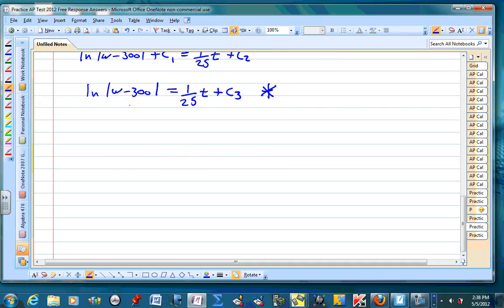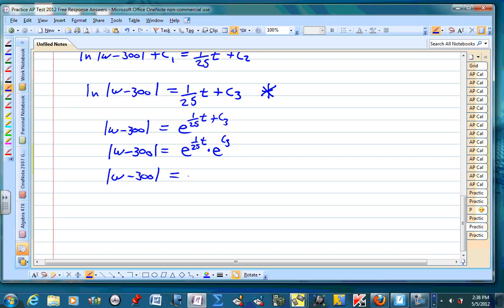We want to get w by itself, so we're going to raise each side as a power of e. So we'll have the absolute value of w minus 300, and that's going to equal e to the 1/25 t plus a third constant. Now, using our algebra tricks, we know that this is going to be written as e to the 1/25 t times e to the c sub 3. And of course, everybody knows that a constant raised to a constant power is a constant.